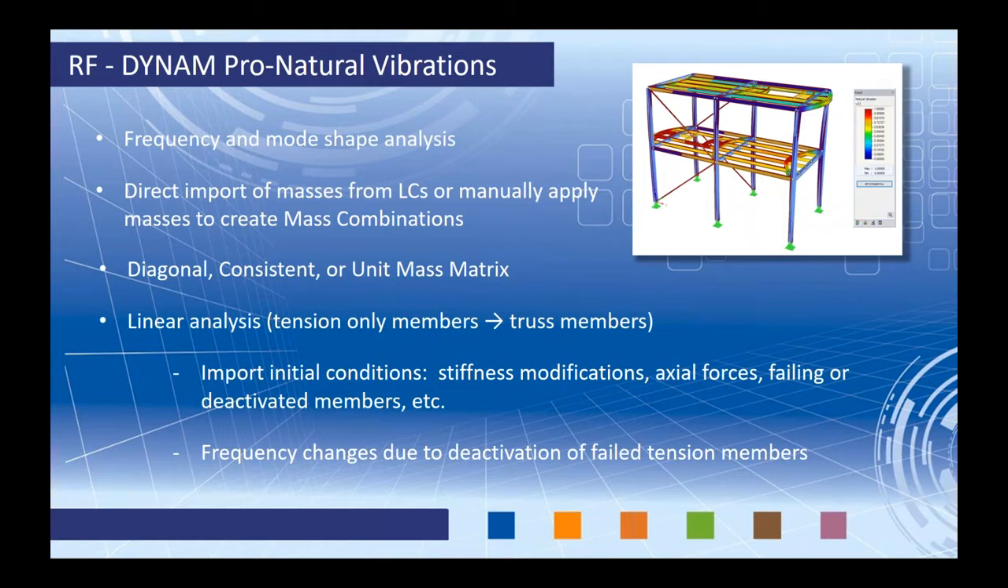We do have the diagonal, consistent, or unit mass matrix available here. And again, this is a linear analysis, so something like a tension-only member is replaced with a truss member. Now there are some other nonlinearities that may simply be ignored as well, such as a failing support. However, we can import initial conditions such as stiffness modifications, axial forces, and failing or deactivated members, and that's actually what we'll be taking a look at today. We'll import the failed tension members of our structure to see how the frequency and mode shapes change due to those deactivations.